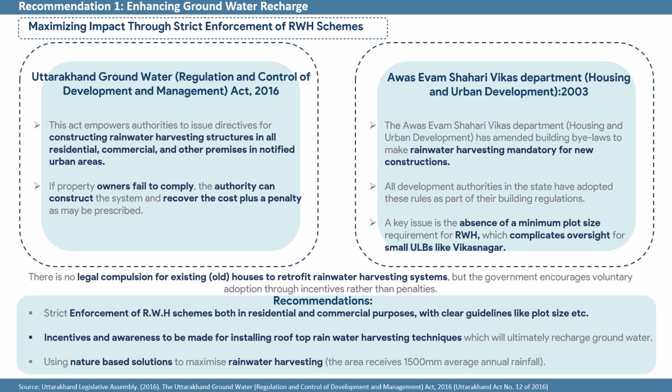Now coming to rainwater harvesting, at the policy level, currently there are two policies that facilitate rainwater harvesting in the state or in the city. But the absence of clear guidelines, that is, the minimum plot size required for rainwater harvesting, and no legal compulsion for old houses to retrofit rainwater harvesting, results in no practice of harvesting rain in the city. Thus, to ensure an efficient rainwater harvesting model at individual levels, enforcement of strict rules with clear guidelines at building level is extremely important. Incentives can be another way to facilitate the process.